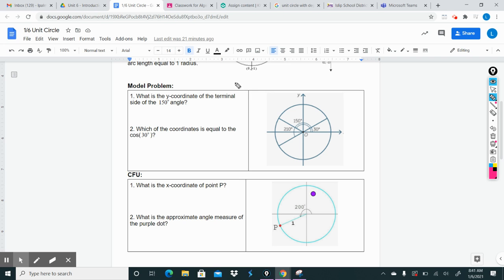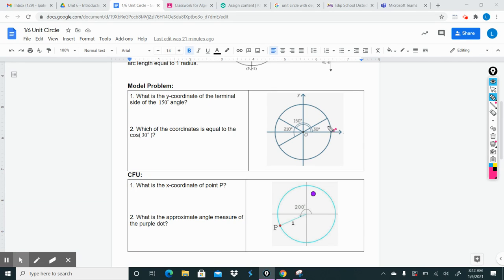Okay, for part two of our unit circle video, we are going to go over the model problem and the check for understanding. Remember that we have our unit circle here. We start off at 0 degrees and we move in a counterclockwise position throughout the circle for positive degree measures. So if we start going up, we have 30 degrees, then we come to 90 degrees, to 150, to 210 down here, and continue on until we get a full 360-degree rotation.